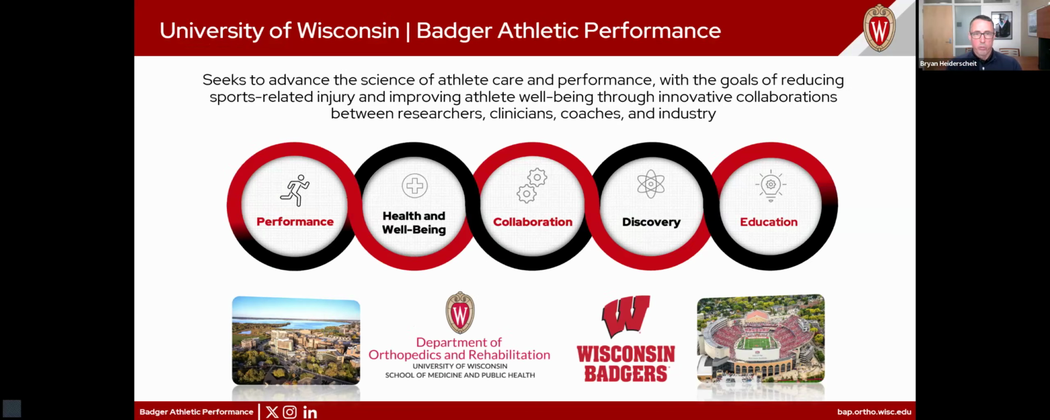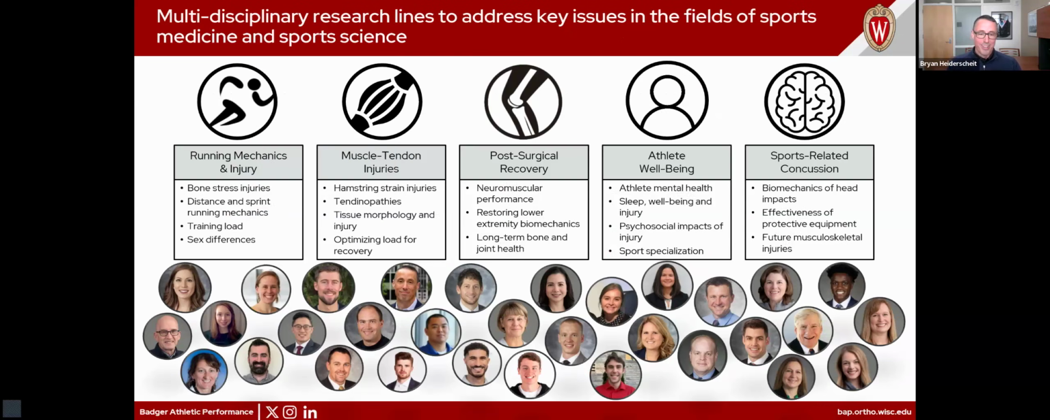And so here at the University of Wisconsin, through our Badger Athletic Performance Program, just to introduce ourselves a little bit, this is a joint program between the Department of Orthopedics and Rehab, which is my home department, as well as University of Wisconsin Athletics, where we developed a joint venture created as Badger Athletic Performance, which allows us to really try to advance the science and care of the athlete, both in terms of their performance on field, but also in terms of their overall musculoskeletal health.